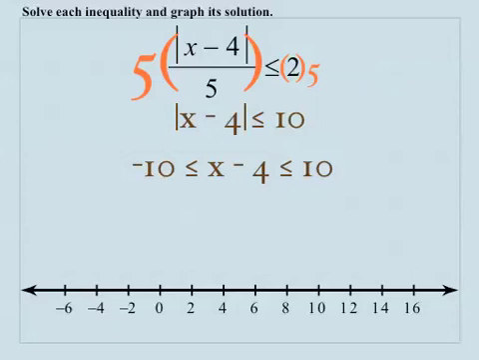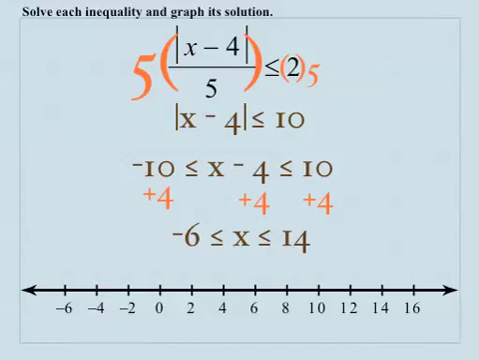Because this is an and compound inequality, I can solve all three parts at the same time. Do the inverse of subtracting 4 because you're subtracting 4 from your variable x. The inverse of subtracting 4 is adding 4. Add 4 to all three parts. Negative 10 plus 4 is negative 6, is less than or equal to x, which is less than or equal to 10 plus 4 is 14.